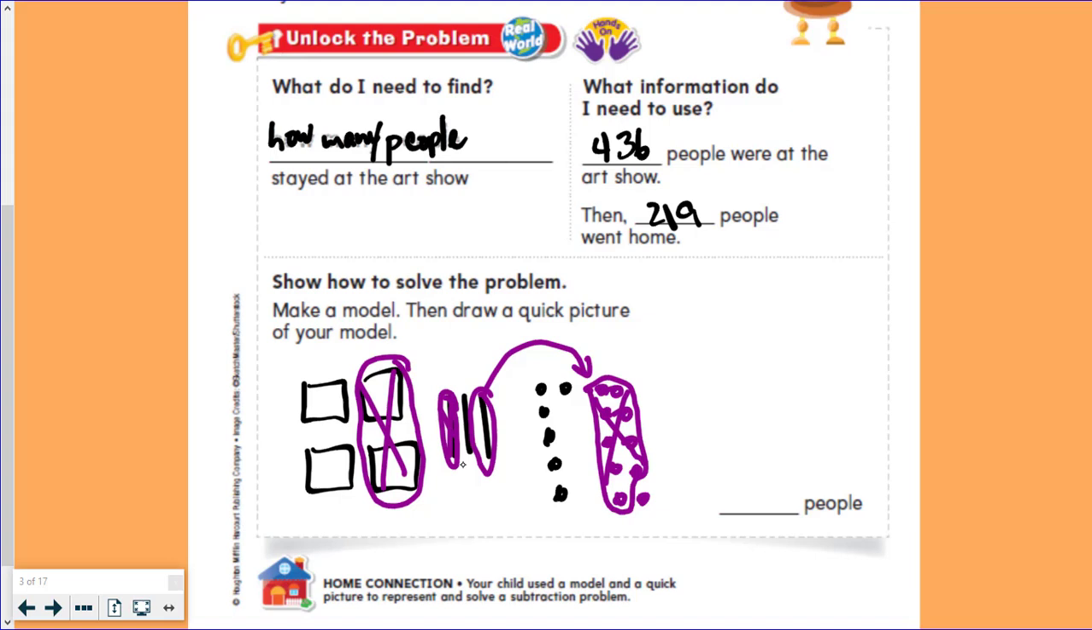Okay, and so what do we have left? We have 200, 10, and let's see, that's 5, 6, 7. So that means 217 people were still at the art show after 219 people went home. Let's go to the next page.